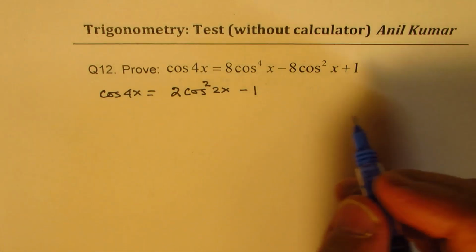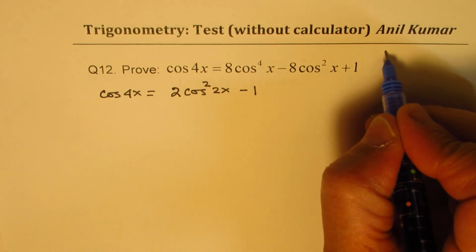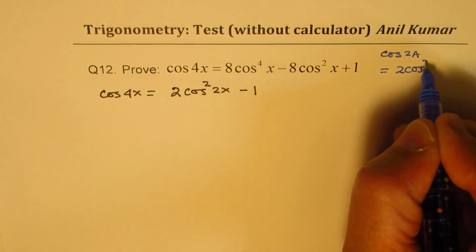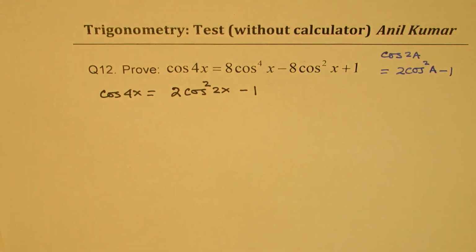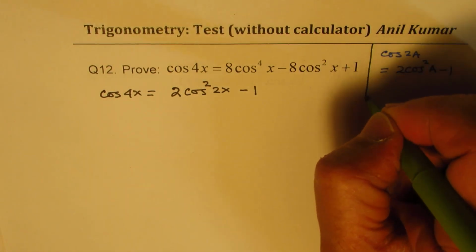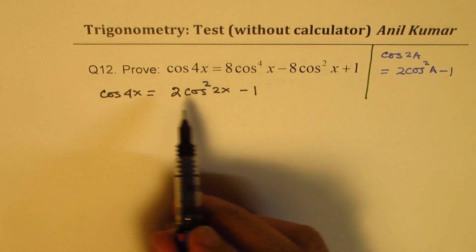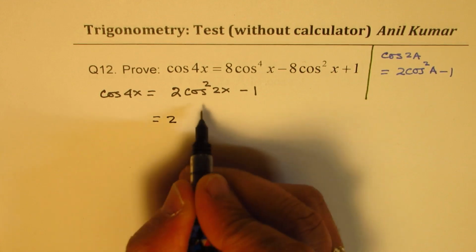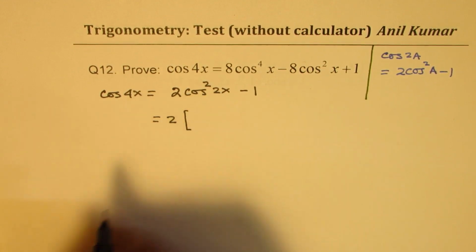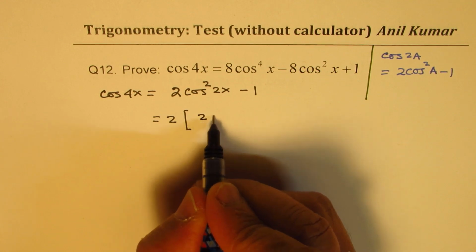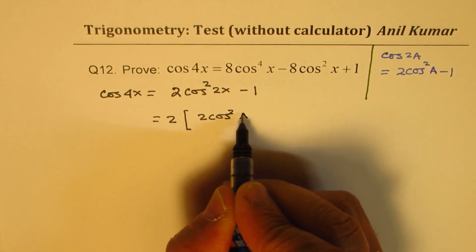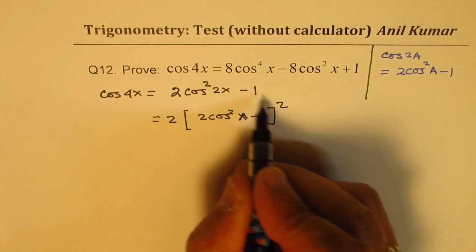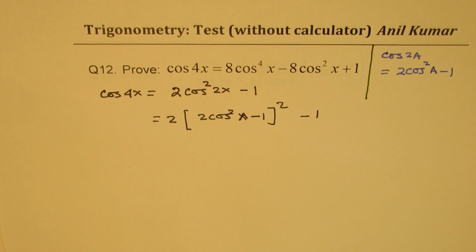So the formula which we've used here, let me write it, is cos 2a is equal to 2 cos square a minus 1. So that's the formula which we have applied. Now we can again apply the same formula for cos 2x, right? So we have 2 times, so here cos 2x can be written as 2 cos square x minus 1, right? Whole square, and then we have minus 1. Does it make sense to you?